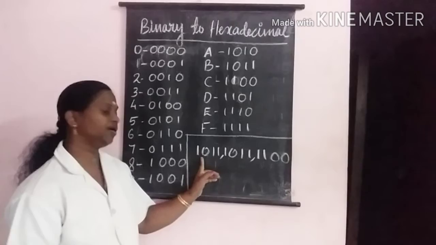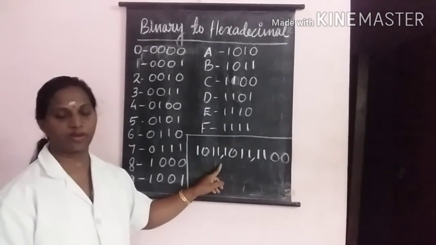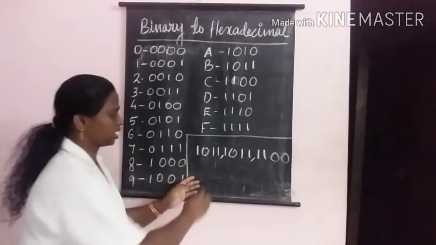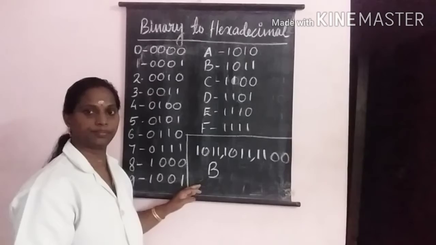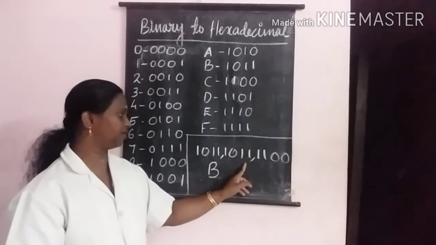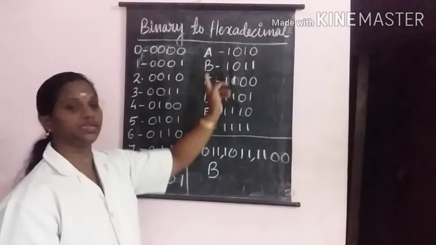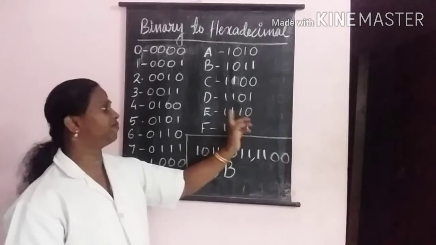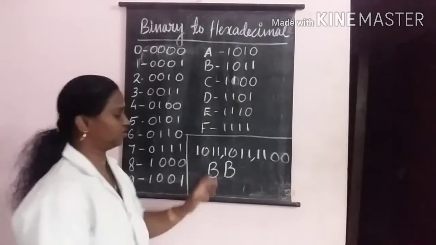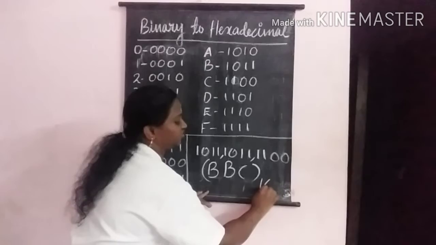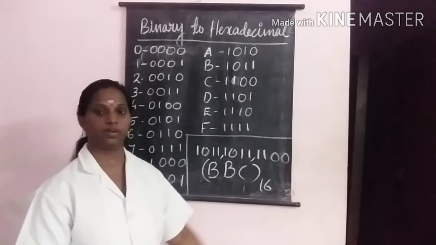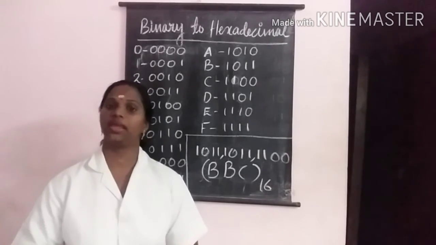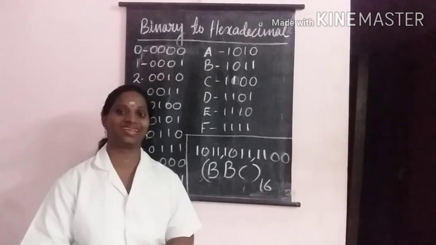Clear? Then here the first group is 1, 0, 1, 1. See, 1, 0, 1, 1 is B. So you can write B. Next 1, 0, 1, 1, again 1, 0, 1, 1, that is B. Then 1, 1, 0, 0 is C. So this is the hexadecimal representation for this binary number. Clear? This is a very easy process to convert a binary number into hexadecimal.